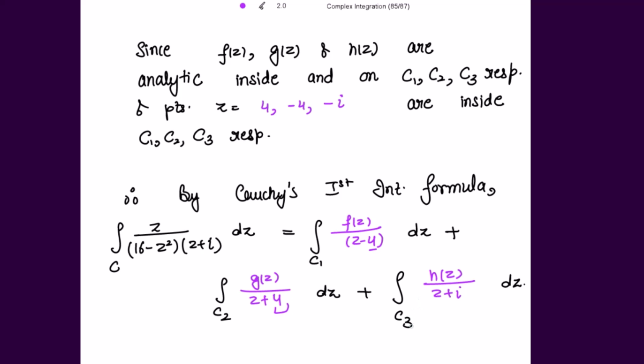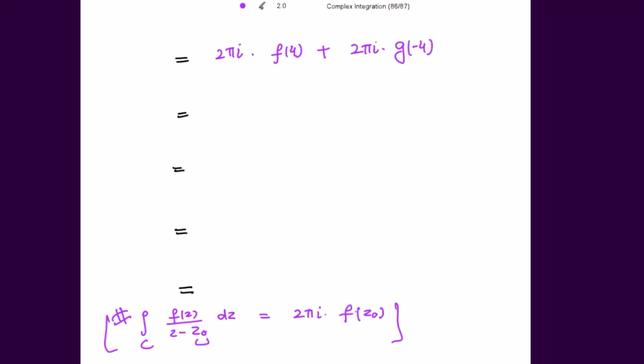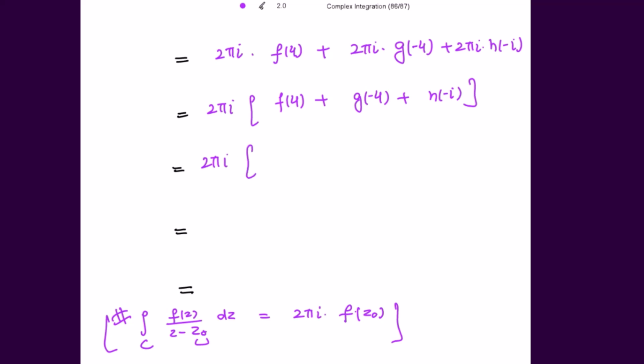And then for the third integral, z naught is minus iota. So I am having 2 pi iota into h of minus iota. So taking common 2 pi iota, inside I am having f of 4 plus g of minus 4 plus h of minus iota.